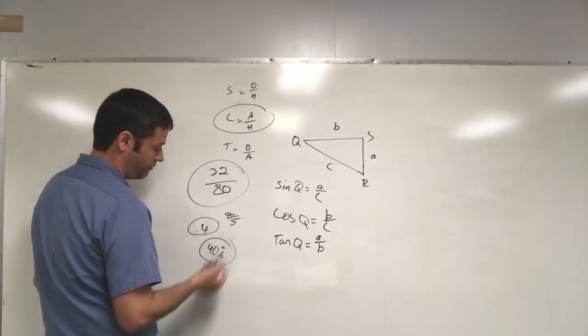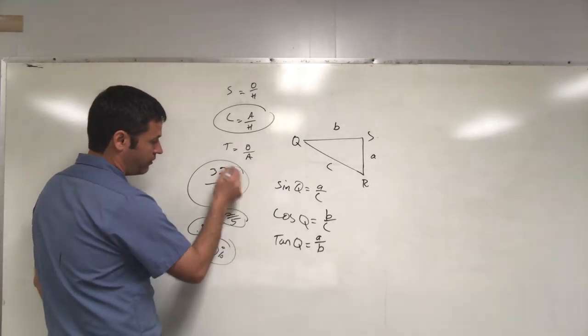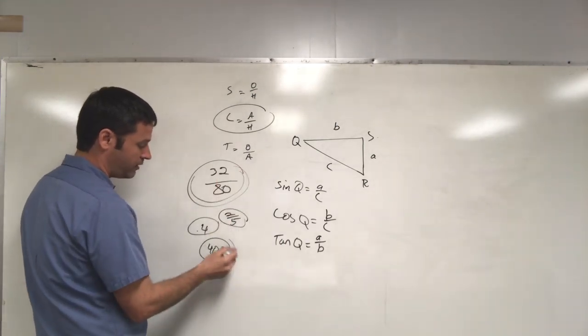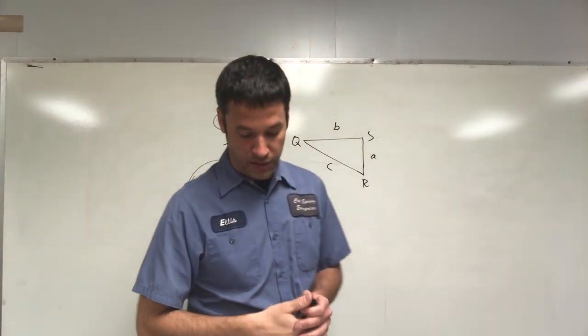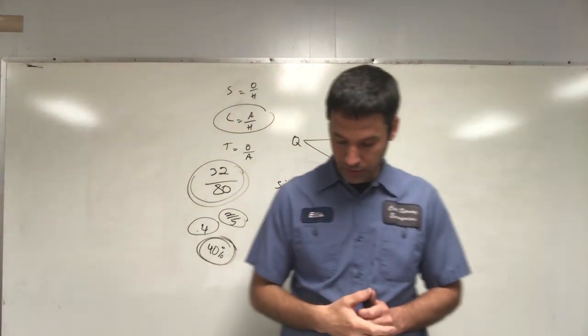40%, 0.4, 2 over 5, 32 over 80. Those are all acceptable. I like percentages like this. He has a 40% chance of finding it in that dashed line, or it's a 40% chance that it went in there.